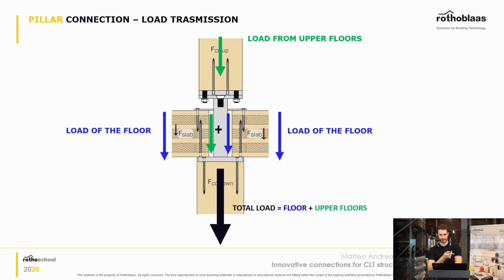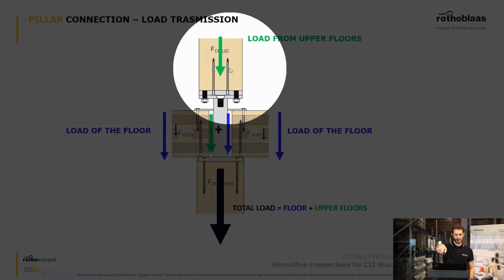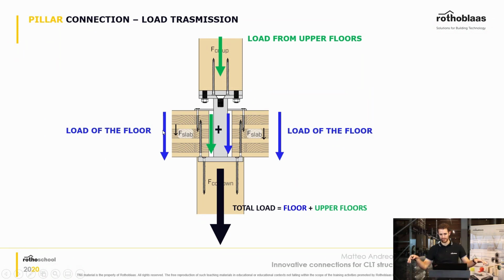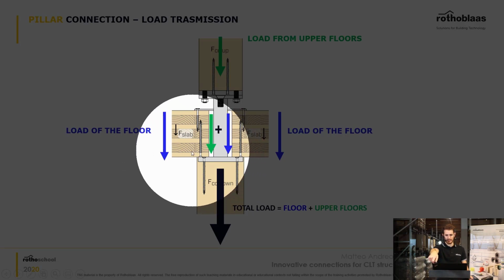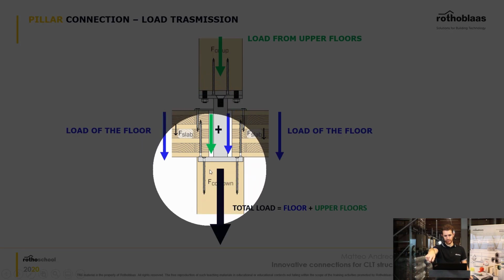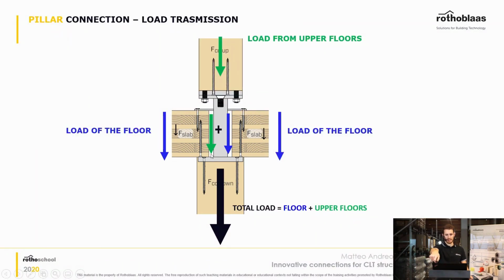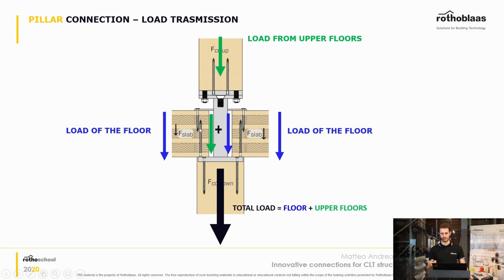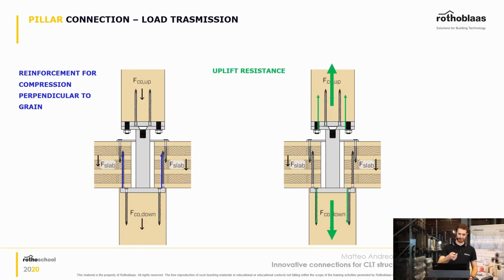Let's have a look at how the load is transmitted from the upper stories to the bottom ones. It's very similar to the one we saw before, because you have the load from the upper floors and also the load of the floor here. Instead of a CLT floor which is hung from the product, the load passes through the bearing of the CLT structure to the plate below. That's why it is important, when the loads are bigger, to have these reinforcement screws to avoid problems of compression perpendicular to the grain.